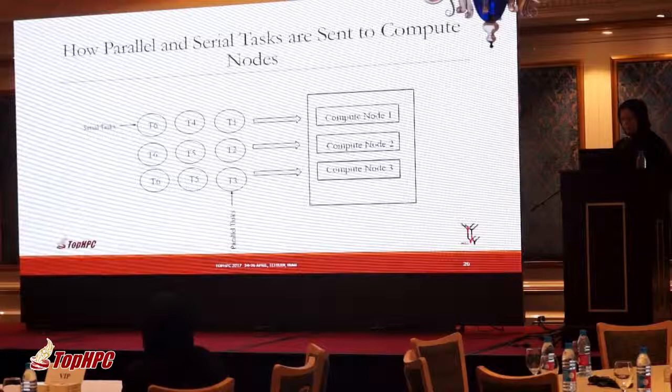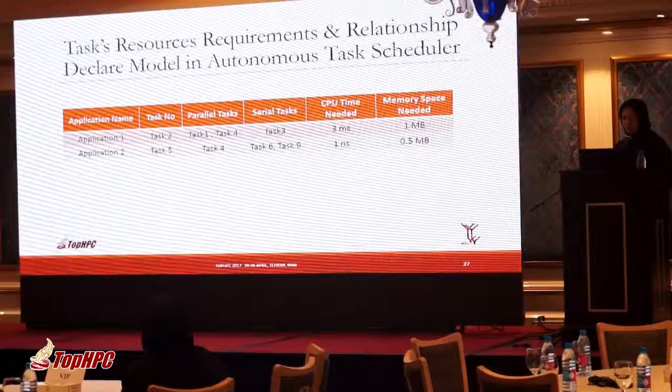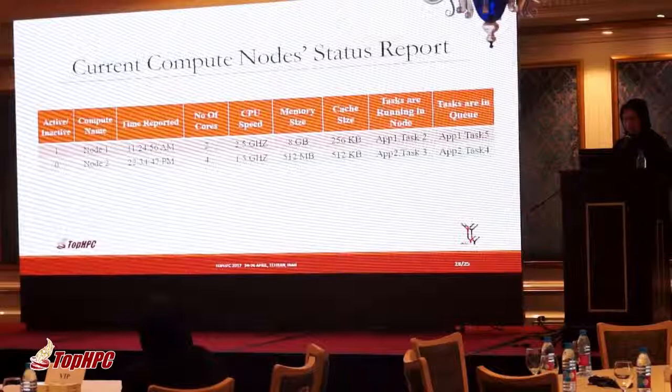In the proposed framework, all serial tasks are sent to the same compute node for processing, and parallel tasks are sent to different compute nodes for parallel and fast processing. Here, there is a table as an example of the declare model of task resource requirements and relationships. As you see, there is a parallel tasks part and a serial tasks part, which show which tasks are parallel and serial to the current tasks, and the resource consumption of these tasks. This table is an example of the current compute node's status report, which is sent from the compute node to the scheduler.